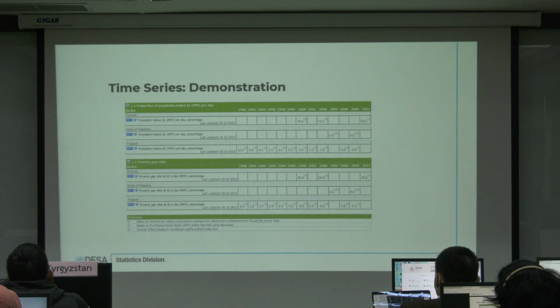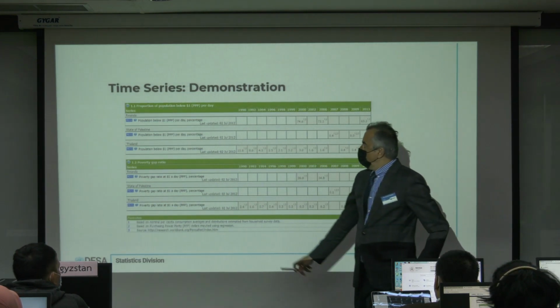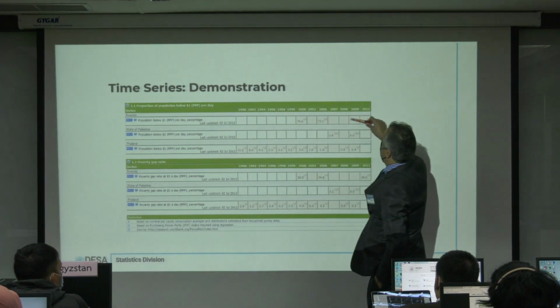So let's count. 1, 2, 3, 4, 5, 6. And 6 is the correct answer. Why? Well, let's have a look. Let's have a look at this row.